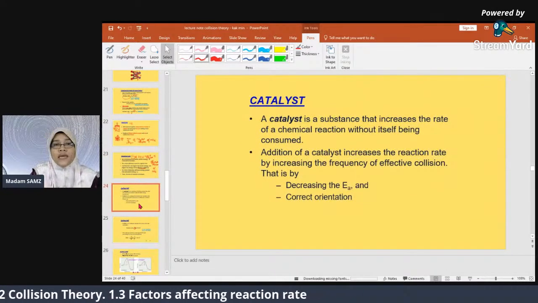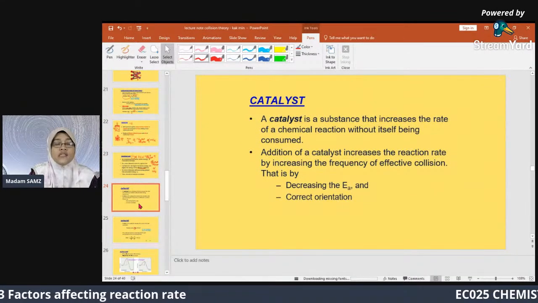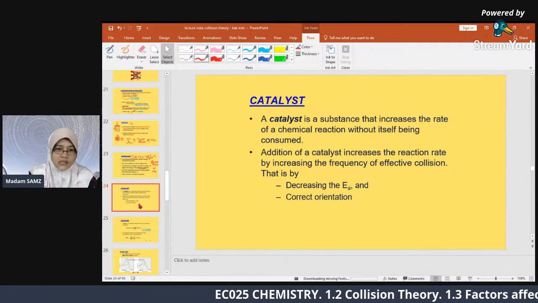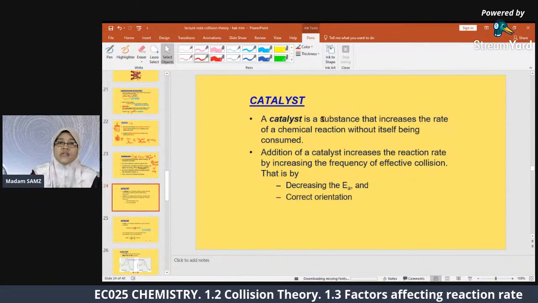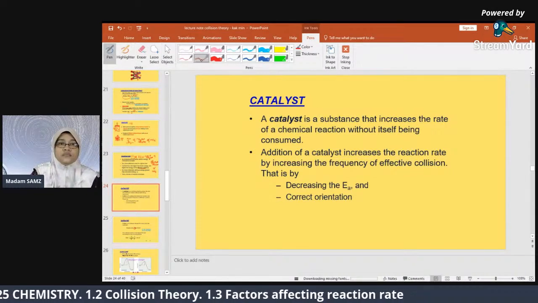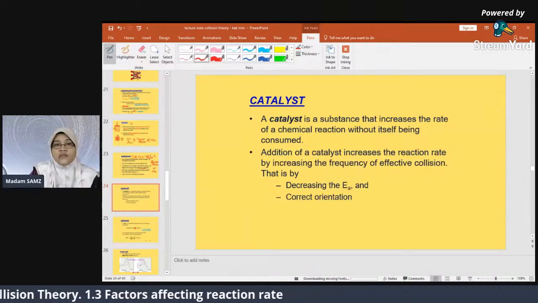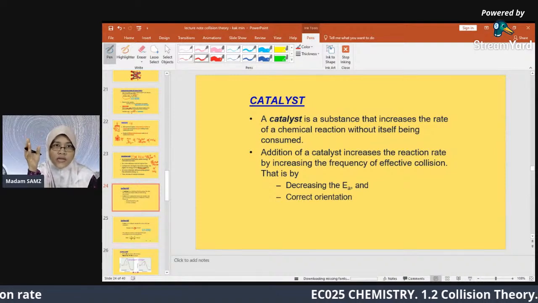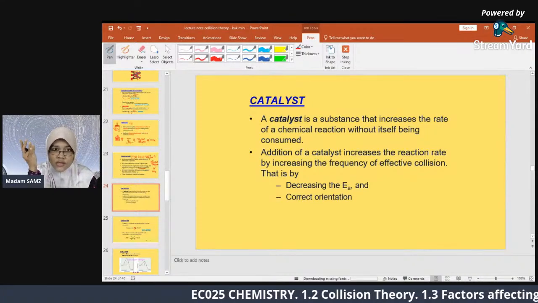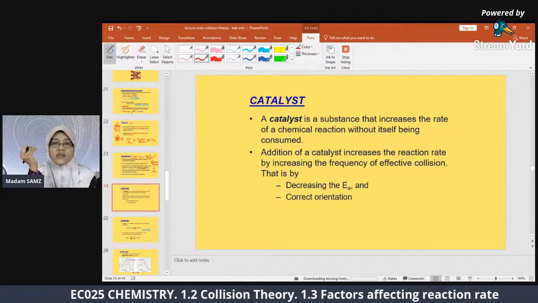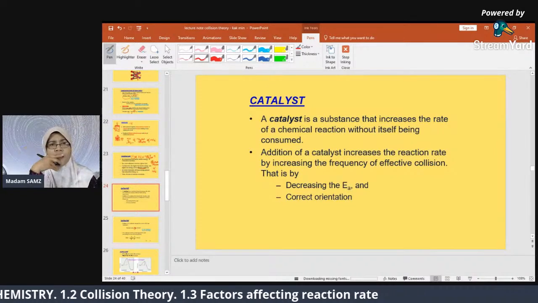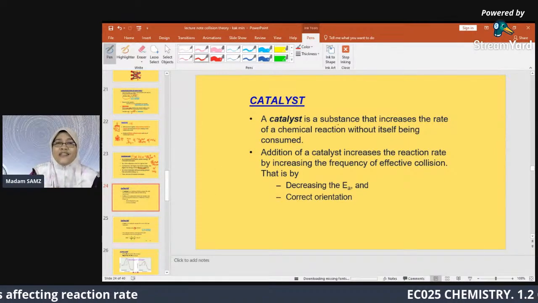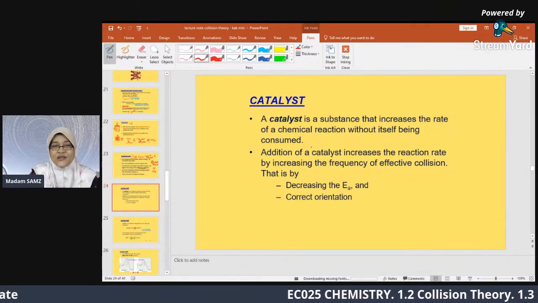Okay, let's move to catalyst. What is a catalyst? A catalyst is a substance. Every reaction has different catalysts, right? So a catalyst is a substance that increases the rate of chemical reactions. Okay. For example, before we use a catalyst, maybe 2 molar per second. After we use a catalyst, 1 molar per second. It may be faster. Alright. A catalyst increases the rate of reaction without itself being consumed.